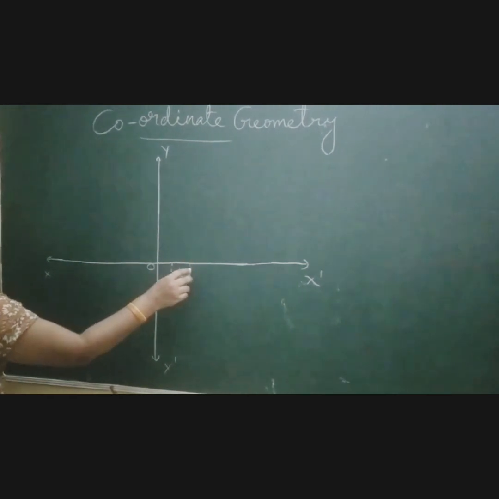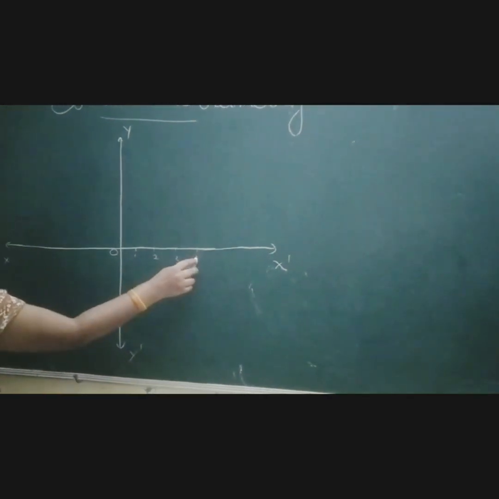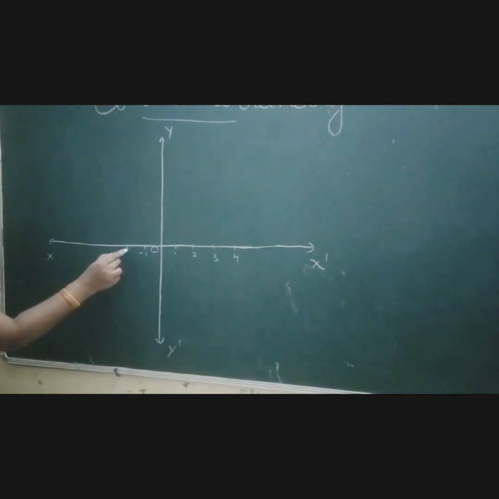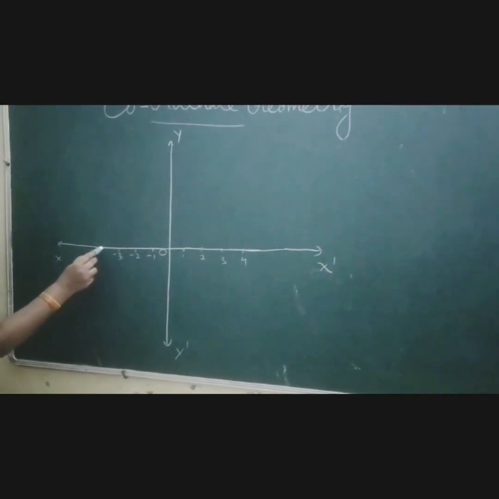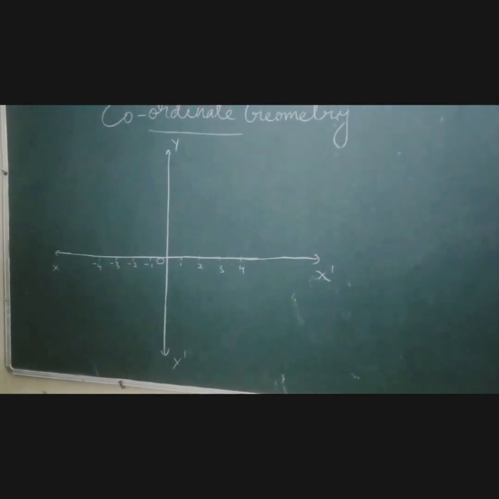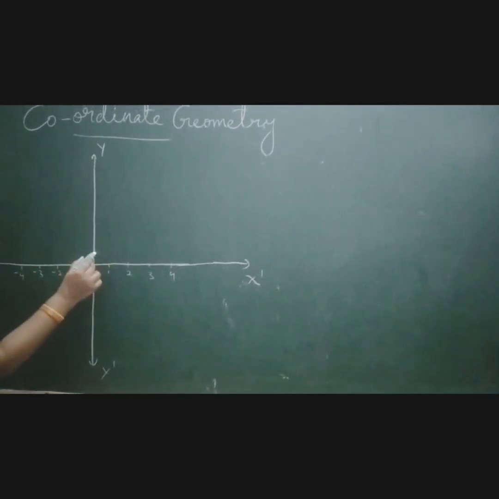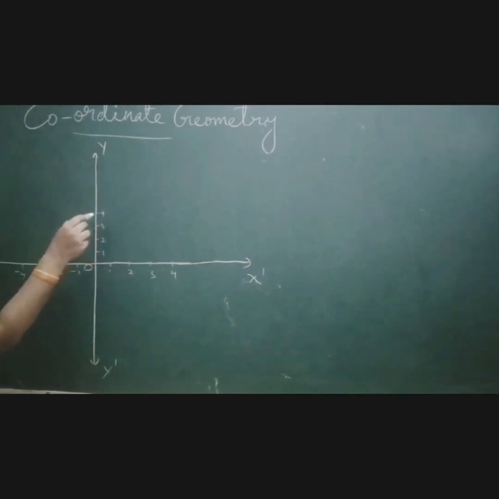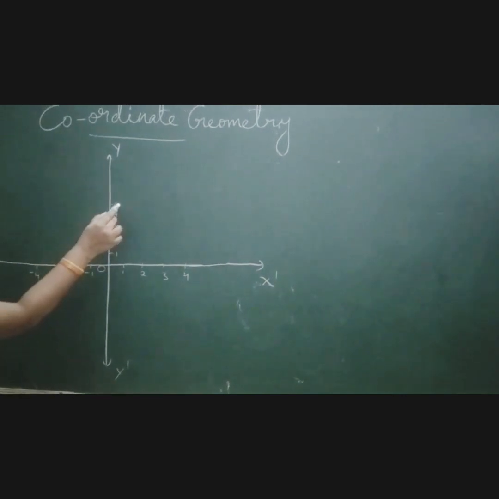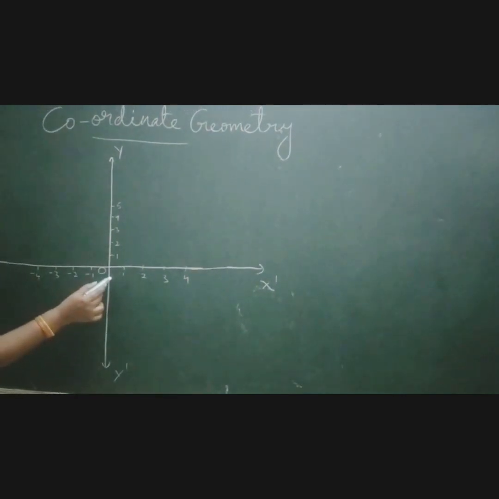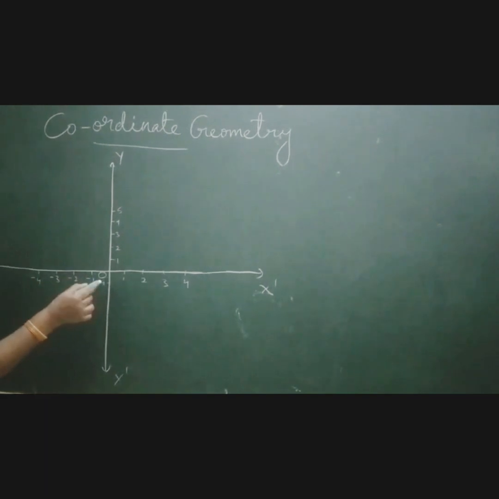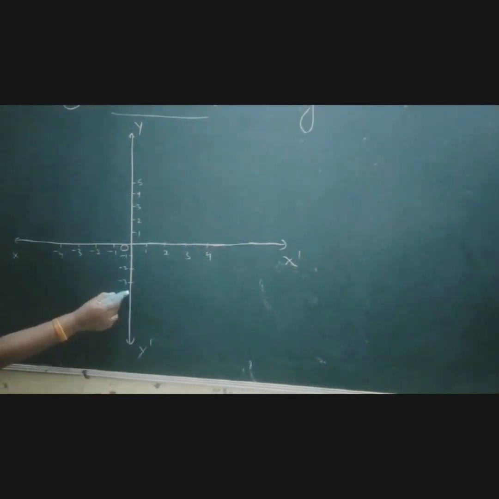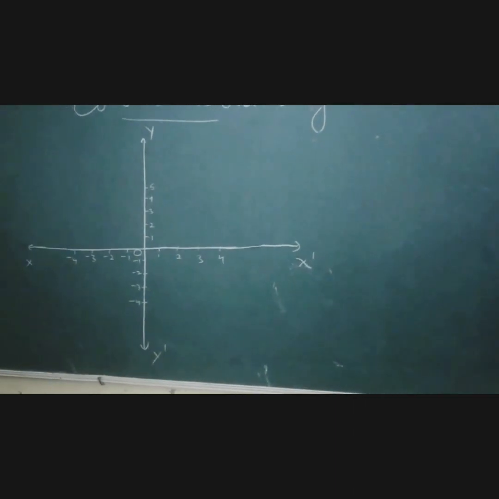These are the points. Let them be 1, 2, 3, 4, and so on, to the right side. -1, -2, -3, -4 to the left side. And above the origin we have positive again: 1, 2, 3, 4, let it be up to 5. And again, below the origin also we have negative: -1, -2, -3, -4, and so on.